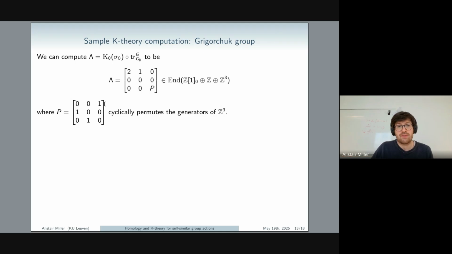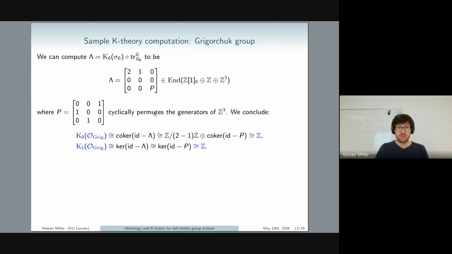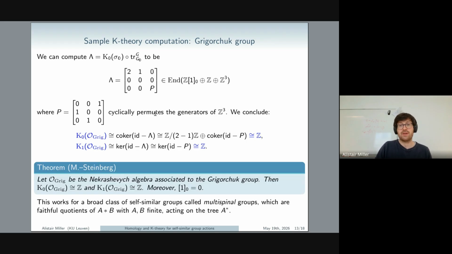I have this 3x3 matrix here that's witnessing this 3-cycle that goes B to C to D to B. So as a result, you can now do a basic computation that says K0 and K1 are both the integers. And moreover, the unit in K0 is going to be 0.